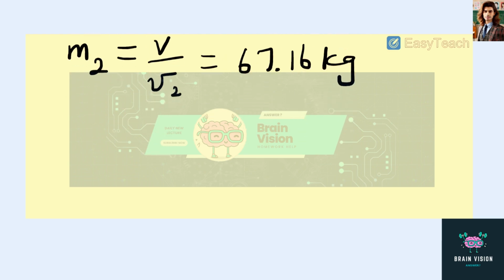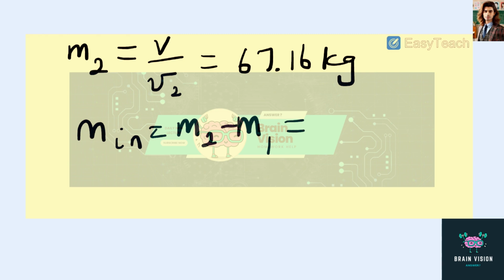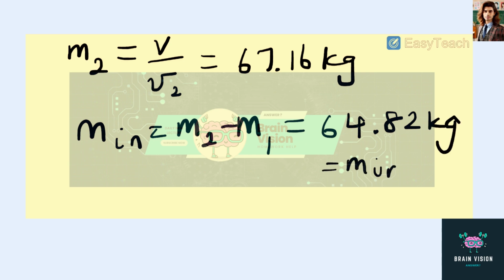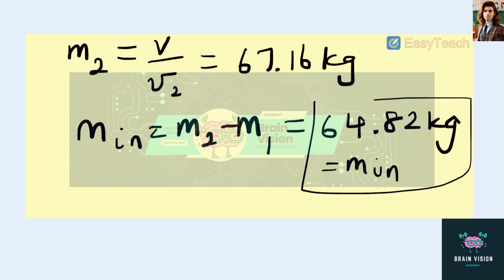This is easy to solve, and we can say that the mass that enters, m in, is equal to m2 minus m1. Just by a simple subtraction, we see that the total mass that entered was 64.82 kilograms. And that is one part of our answer.